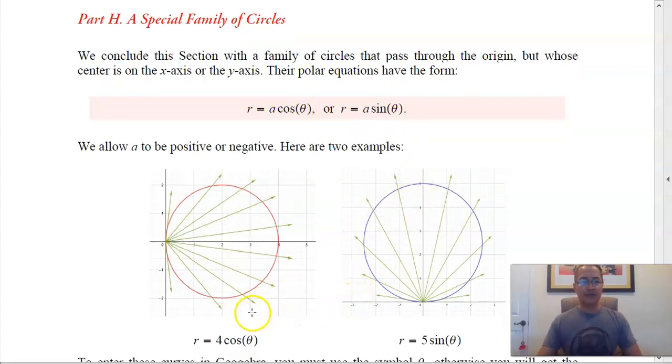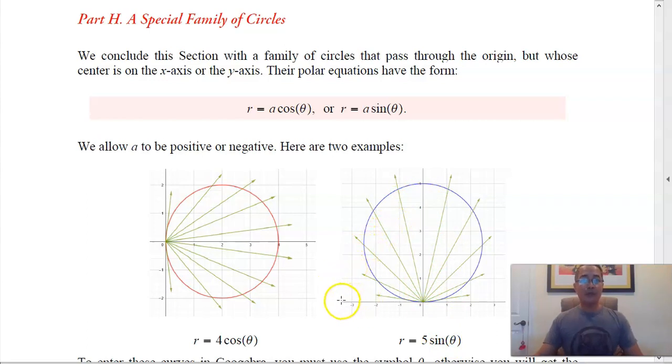So here we have a couple of examples. This is what r equals 4 cosine theta looks like. So look at how 4 is on the polar axis. Cosine of 0 is 1, so r is just equal to 4. Similarly, here we have r equals 5 sine theta. So notice how it's now oriented symmetric with respect to the y-axis. On the y-axis, positive direction, your theta is pi over 2. Sine pi over 2 is 1. That's why we see a 5 over there.